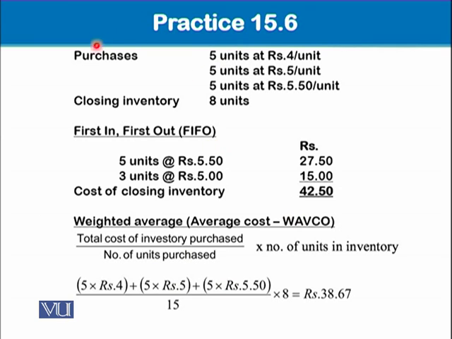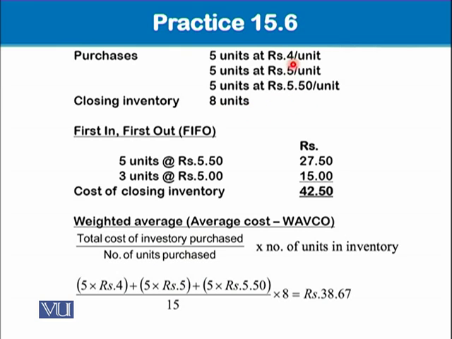In this practice question, we purchased 5 units at 4 rupees per unit, and then again we purchased 5 units at 5 rupees per unit, and once again we purchased 5 units at 5.50 per unit. So there are 3 different rates. Closing inventory is 8 units. We purchased 15 units, so we have consumed 7 units during the period, and the closing inventory is 8 units. The issue is, what should be the cost of this closing inventory?